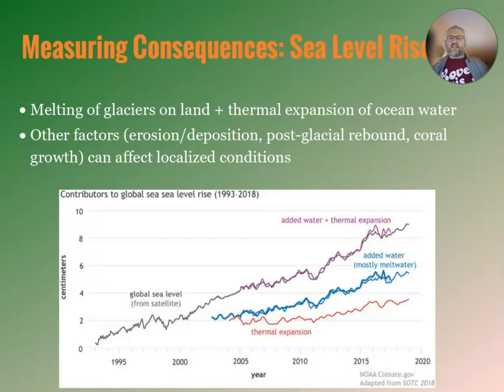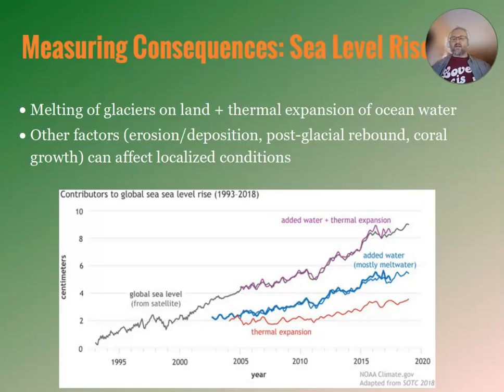In particular locations, a specific beach or a coastal city or something, there may be other factors affecting the local sea level there. If you have erosion or deposition going on, that can affect the local sea level at that spot. You have post-glacial rebound, where areas that used to have giant glaciers on them during the Ice Age, the rock actually got pushed down by the weight of those glaciers, and it's continuing to kind of rebound.